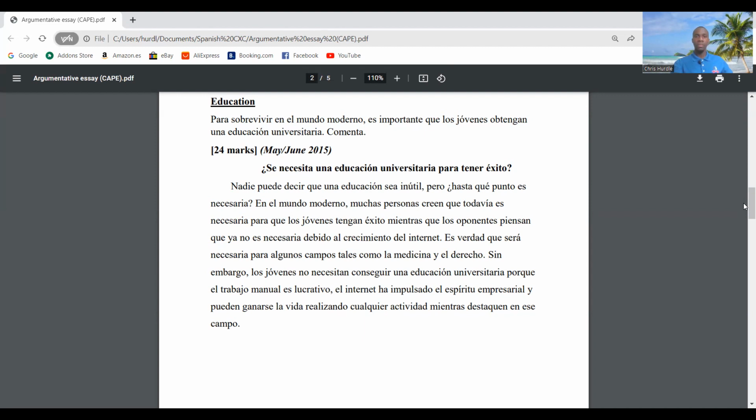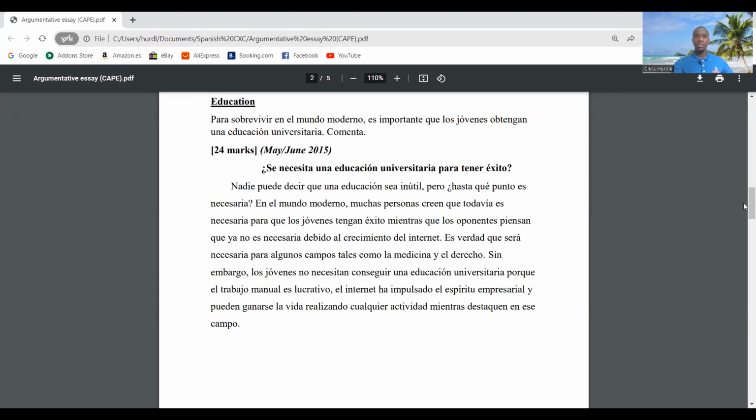So from en el mundo moderno to el derecho, that would be my background information. I would have included details that would help the reader to understand why this is a debate, or why this is controversial. Sin embargo, now I introduce my thesis.